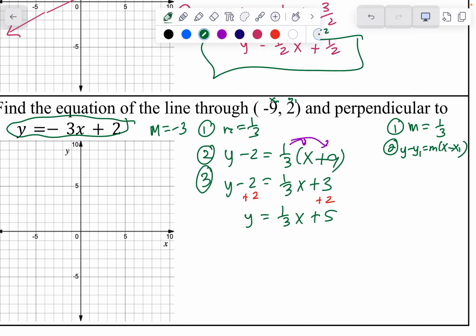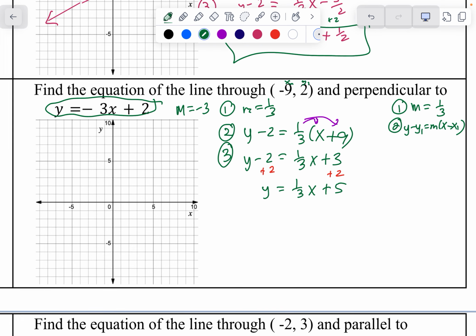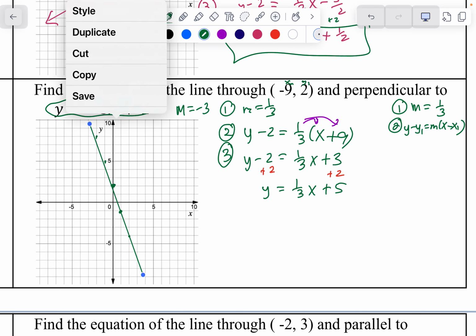So how do we tell if we're right? Well, this time I'm not only going to graph the line I was given, I'm going to graph the original line, I'm going to make sure I hit negative 9, 2, and I'm going to make sure I'm perpendicular to the original line, okay? So let's make the original line, I'm going to make it green. I'm going to start at positive 2. I'm going to go down 3 over 1, because my slope is negative 3, down 3 and over 1. I'm going to go up a little ways too. Okay, so I got my original line. That's this one right here.